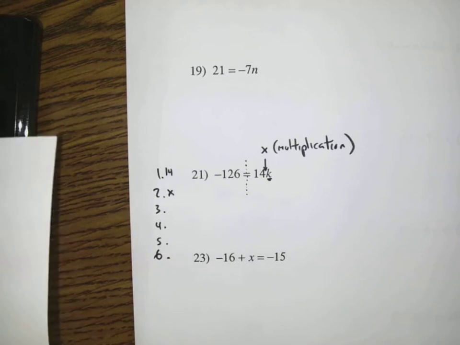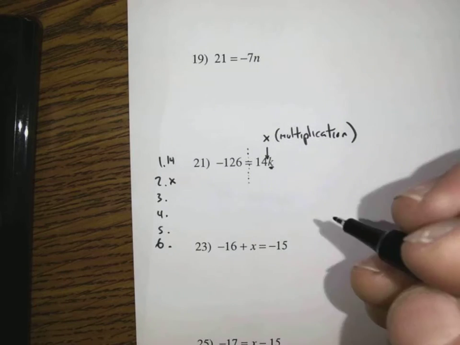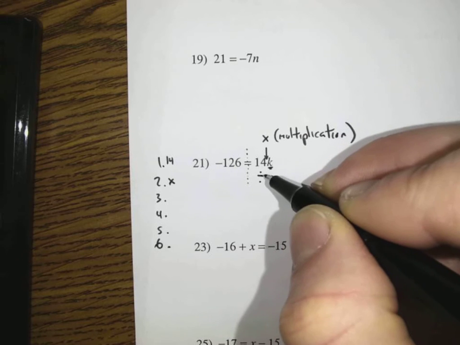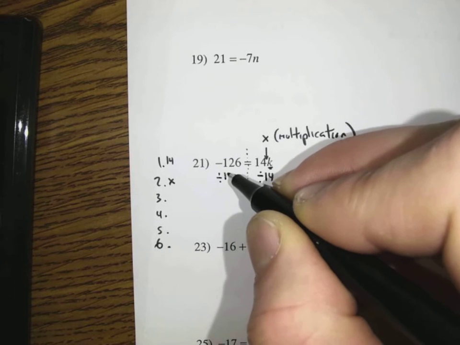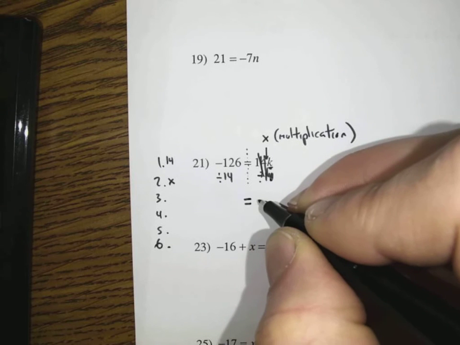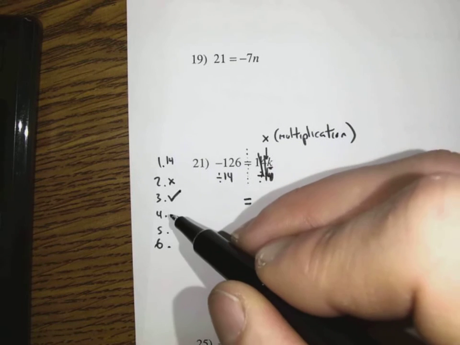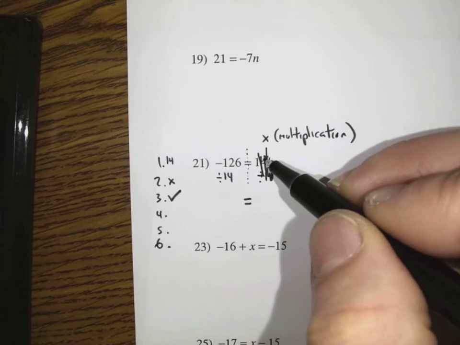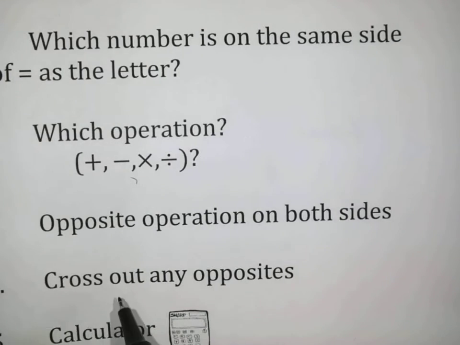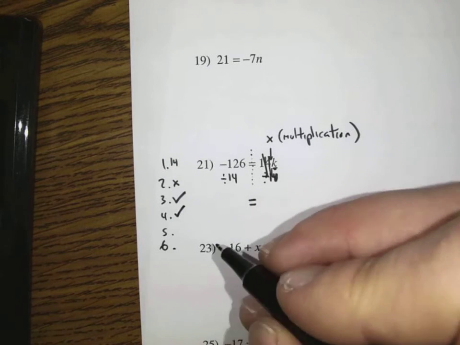All right, for step 3, we're going to do the opposite operation on both sides. What's the opposite of timesing by 14? Dividing by 14. So we're going to divide by 14 on both sides of the equation. That's doing the opposite. I jumped ahead there. I crossed out the opposites of multiplying by 14 and dividing by 14, but actually, that was step 4, to cross out any opposites. Sorry. It comes second nature after a while.